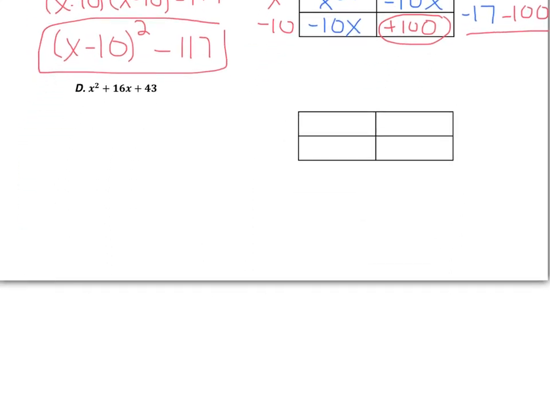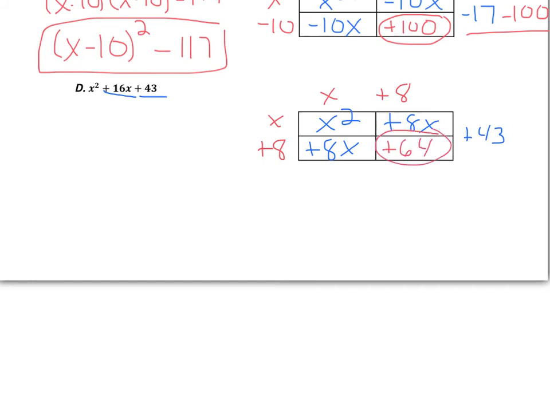Letter D. I'm going to start off again. We have x squared. We split 16 in 2, so that's plus 8x plus 8x. And then 43 is plus 43. This is x plus 8 and x plus 8. And 8 times 8 is a positive 64.